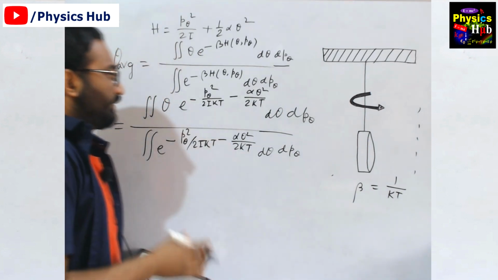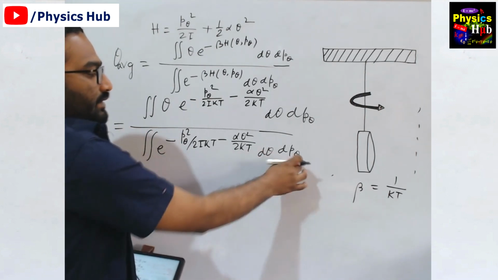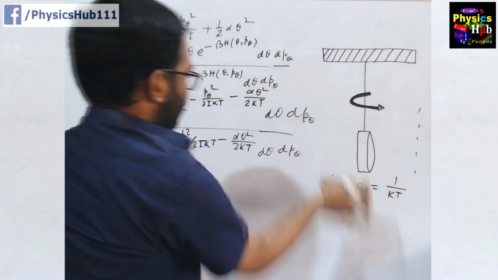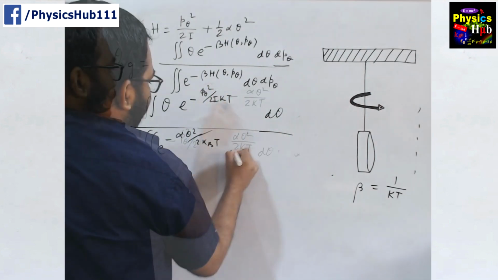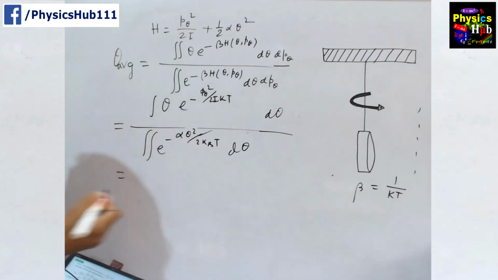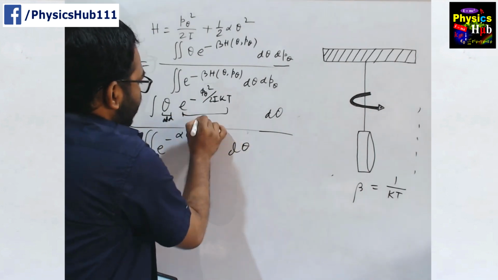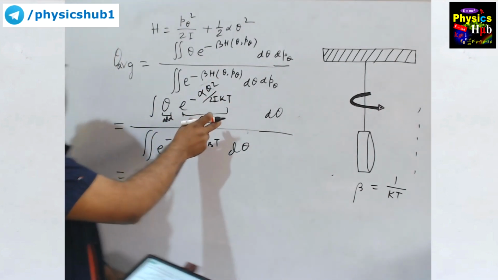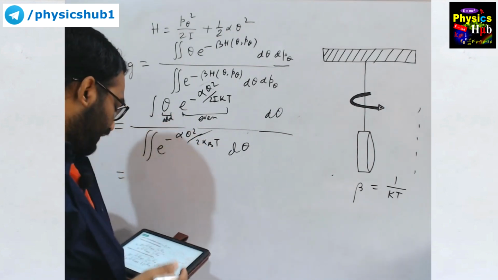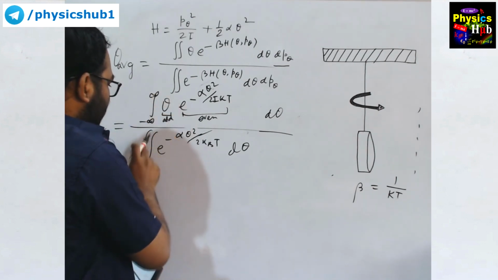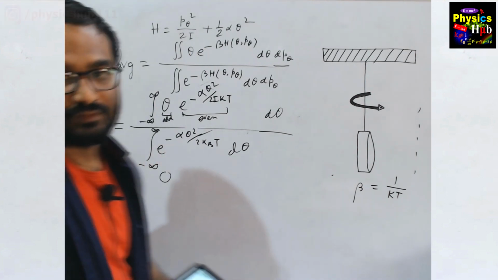Now we can see this p theta part is the same in both numerator and denominator. So we can just remove the dependency on dp theta from both numerator and denominator. Now you see this theta is an odd function, and this exponential is an even function of theta. Odd times even gives you odd, and it's a total integration from minus infinity to plus infinity. So this will give you 0. So the numerator is 0, so the total integration is 0. So the theta average is 0.